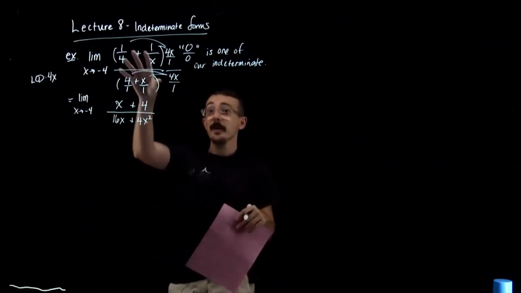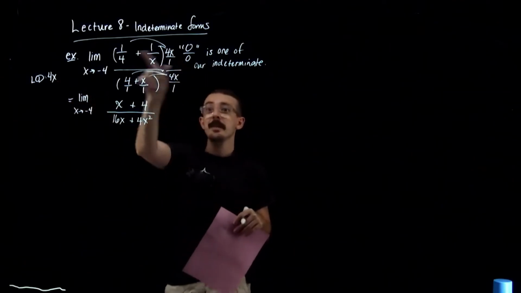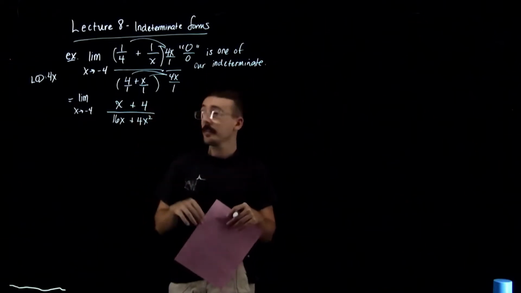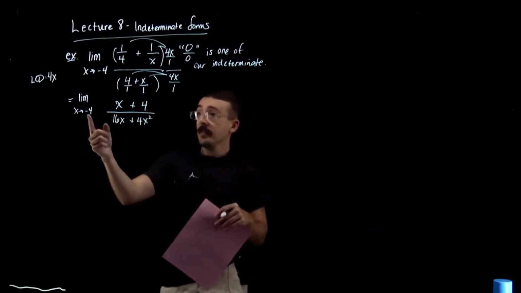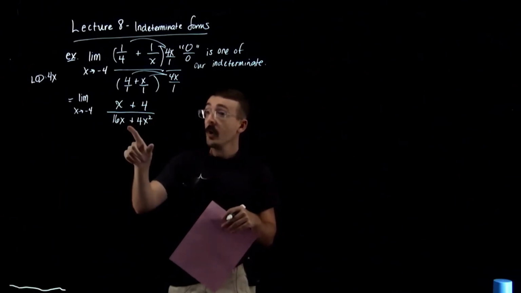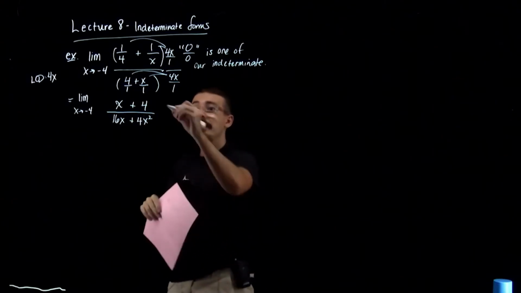So it looks much different. We don't have many fractions anymore. The reason for picking the least common denominator is I cancel all the denominators. So now I just have one fraction to deal with. If you look at this -4 and try plugging it in now, you get 0 over 0 again. So we're still not quite there.